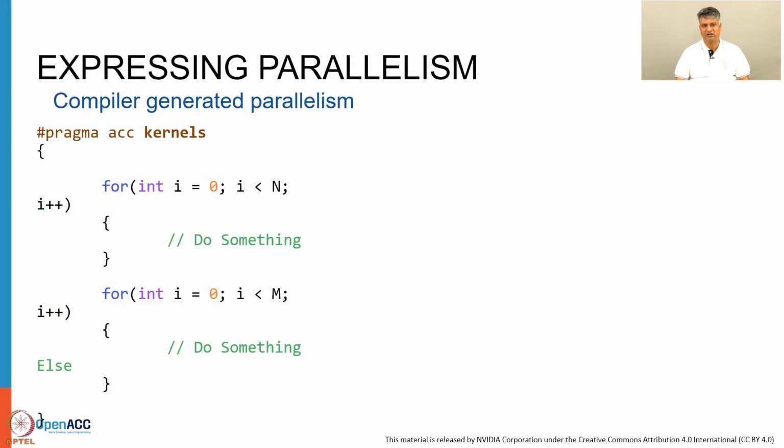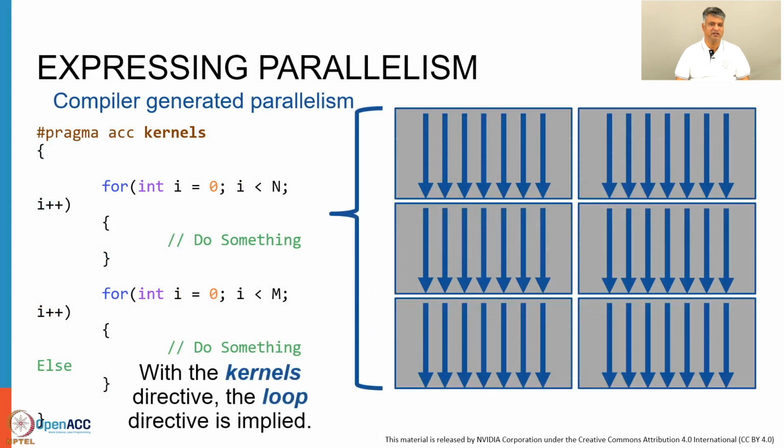If you look at the compiler generated parallelism, for each bit of the parallel code, a different number of gangs and threads will be created, and with the kernels directive, the loop directive is sort of implied. You do not have to put a separate loop directive for the for loops inside it. Automatically, the compiler will create parallel loops.